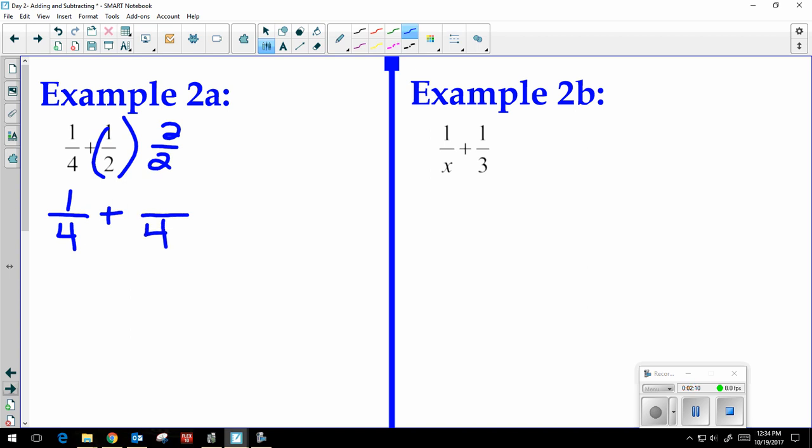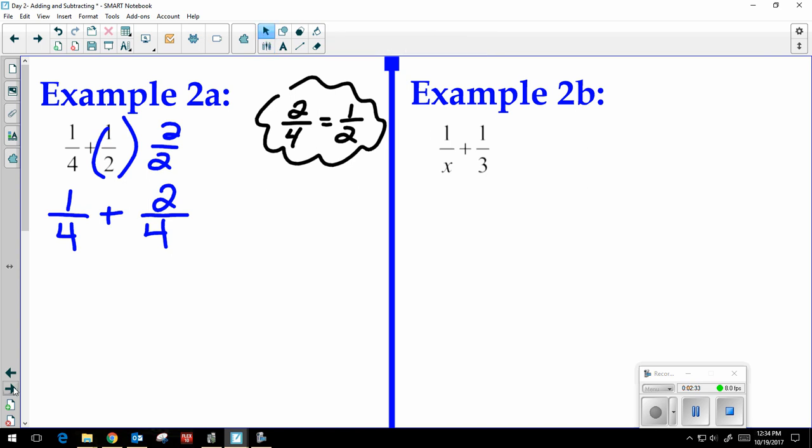Now the reason I'm multiplying by 2 over 2 is because whatever I do to the denominator, I have to do to the numerator. So I have 1/4, which stays, plus 2 times 1 is 2. Now think about this for a second. I didn't really change anything because my new fraction of 2/4 reduces to my original fraction of 1/2. So now I follow the same steps. Keep my denominator of 4 and add my numerators. 1 plus 2 is 3.